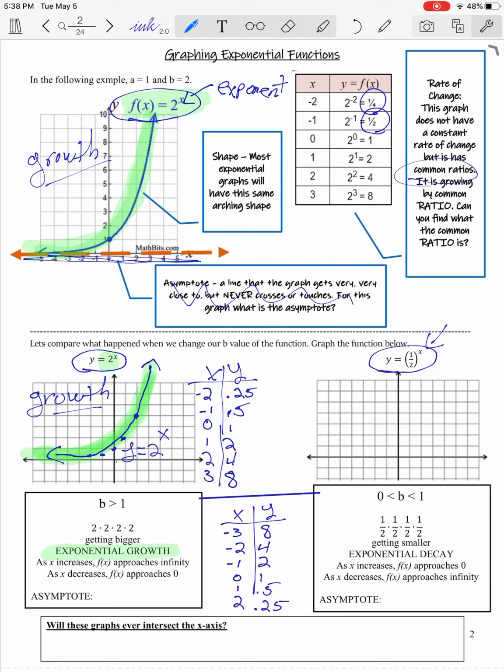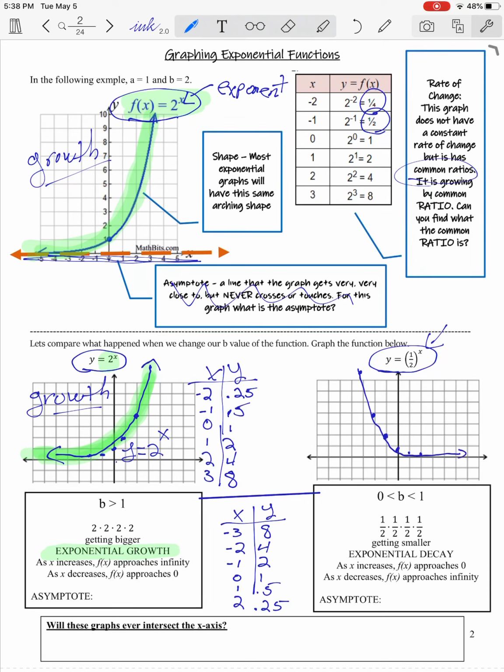Now, when I graph this, I'm going to go -3, 8, 1, 2, 3, 4, 5, 6. Oh, just missed it, but I'll put it in. -2, 4. Then I have -1, 2, 0, 1. And here comes the tricky part. 1.5. This goes like this.